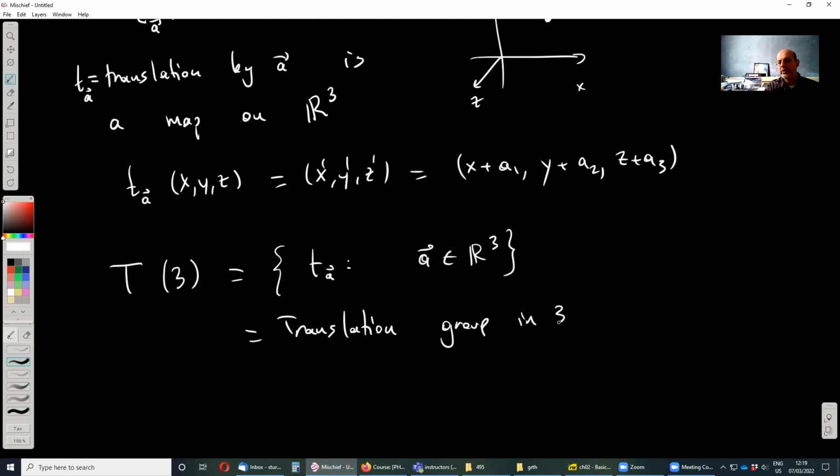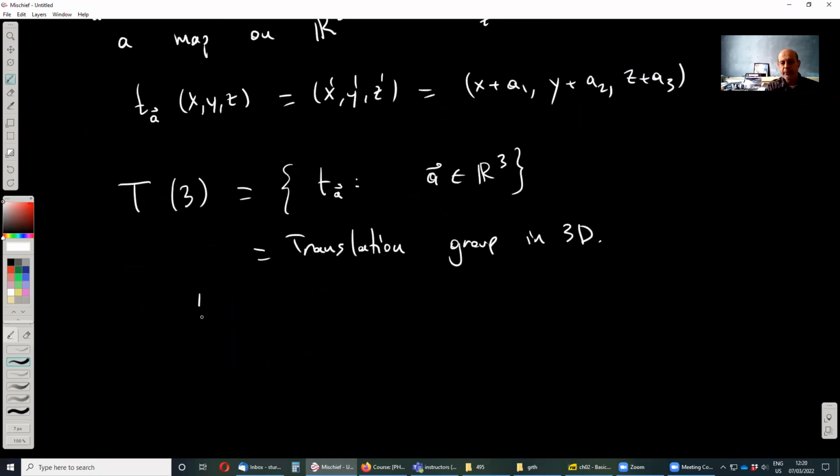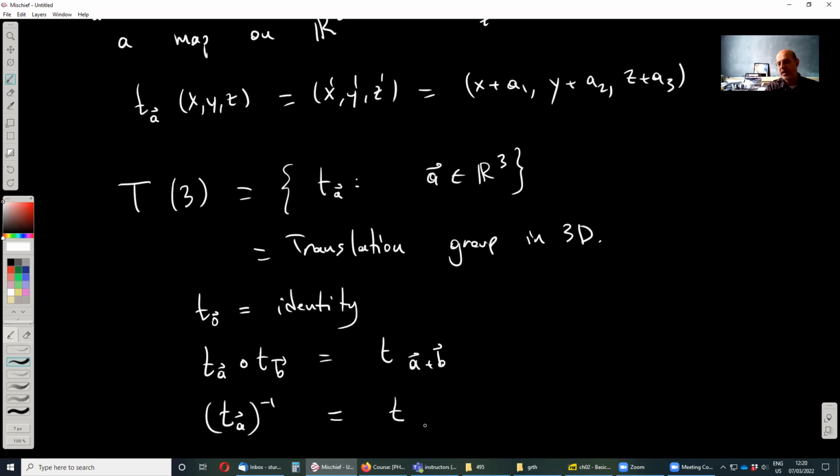Group in 3D, okay? So it has the obvious identity operation. So that's the identity. We have the addition rule, sorry, product rule, sorry. First, we translate by B, then by A. That's the same thing as the translation by A plus B. And then we have the inverse of a translation, which is basically a translation by minus A, all right? So this basically gives us the structure of the group.